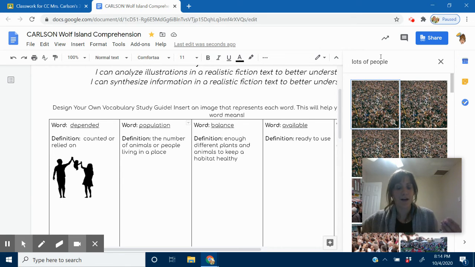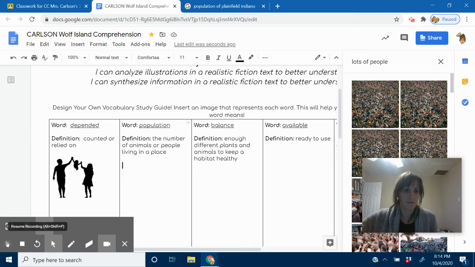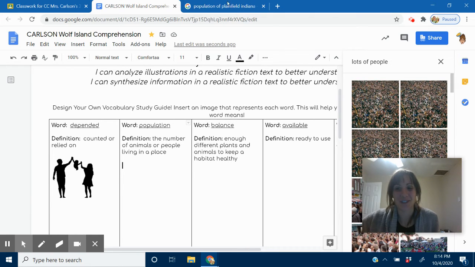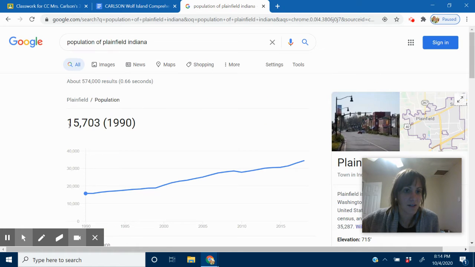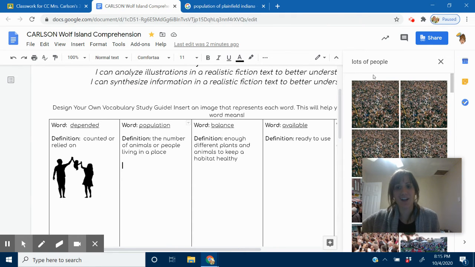For example, the population of, say, Plainfield. I actually just looked it up. The population of Plainfield is, well, in 1994 at least, it was 15,703. Oh, I see. This chart is moving. So, ooh, it's a lot more now. In 2018, the population of Plainfield was 34,386 people. So that's how many people live in Plainfield. Okay. So I type in lots of people because that's going to help me remember the word population.